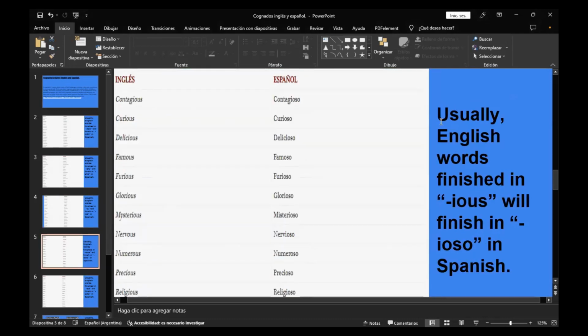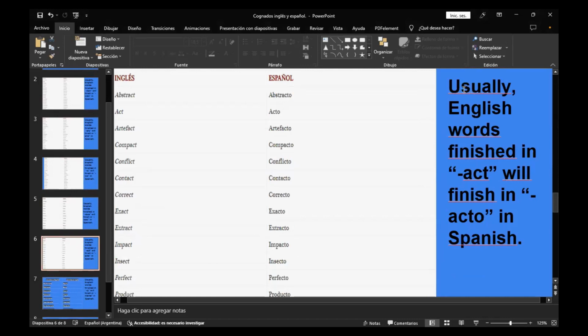Now, usually English words that finish in IOUS will finish in ioso in Spanish. Let's check it out. Contagious in Spanish is contagioso. Curious in Spanish is curioso. Delicious in Spanish is delicioso. Famous in Spanish is famoso. And furious in Spanish is furioso.